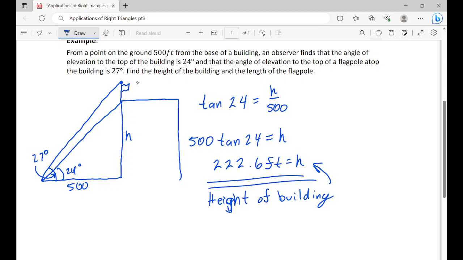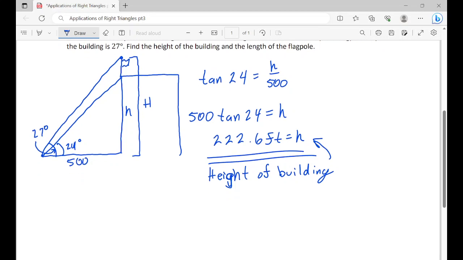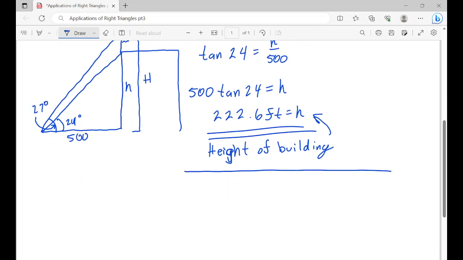So what I can say is that I'm going to call this height here, all the way down to the ground, capital H, because it's a bigger height. And since I know what the angle is here, 27 to the flagpole, I know my opposite is capital H, and I know the distance is still 500, I can do tangent again. So tangent of 27 degrees is equal to capital H over 500. And now I solve for capital H to get the height of the building and the flagpole.